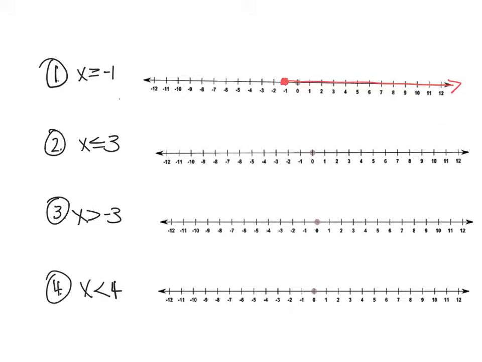X is less than or equal to 3. So I'm going to find the number 3. It's going to be a filled dot, and my line is going to go to the smaller numbers. Okay? The next one is going to be an open dot because it's just a greater than sign. I'm going to find the number 3. My dot is open. It's saying that X is larger, so I'm going in the larger direction. Number 4. X is smaller than 4, so I'm going to find the number 4, and my dot is open. And X is smaller, so I'm going in the smaller direction.